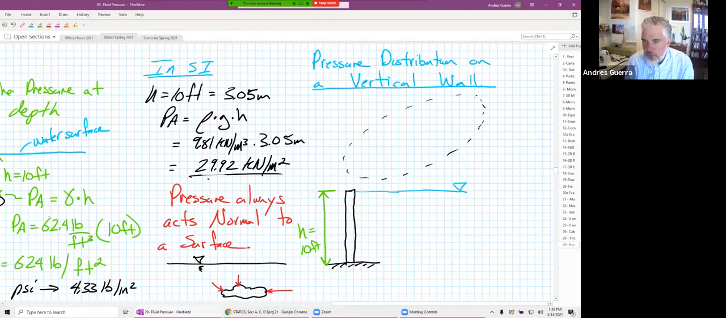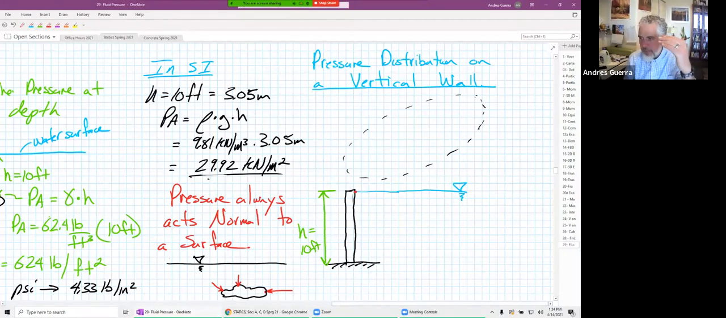And I'm going to leave some room just to the right of the wall, right in here, to draw the pressure distribution that's acting on that wall. So we're going to end up with our pressure distribution right here at the surface. What's our pressure at that spot right there?